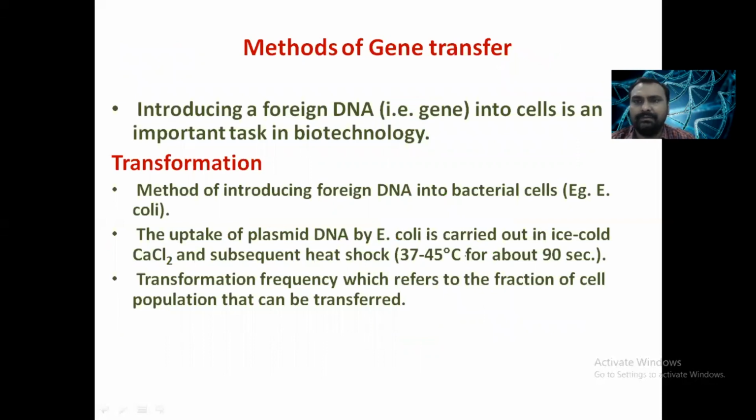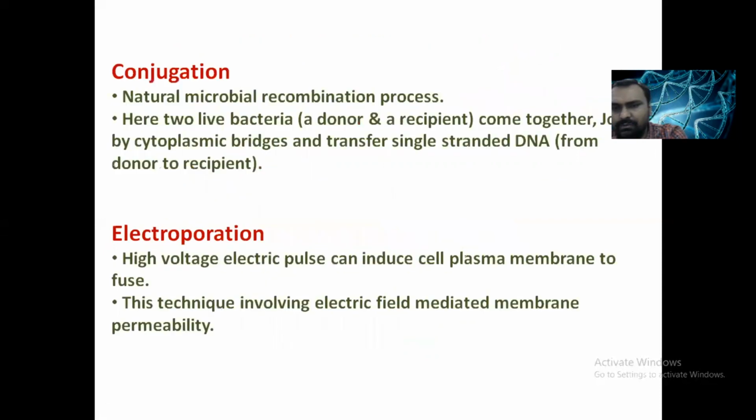Now, once the gene of interest is added to the vector, this vector will carry that DNA. This recombinant DNA is transported to the host cell. The host cell may be prokaryotic or eukaryotic. For introducing the foreign DNA into the bacterial cell, there are different methods. So what are these methods?